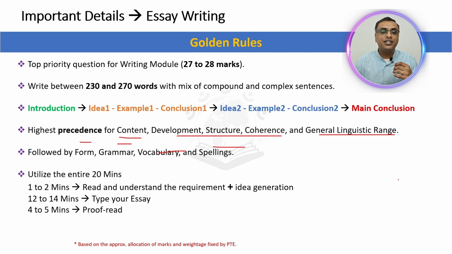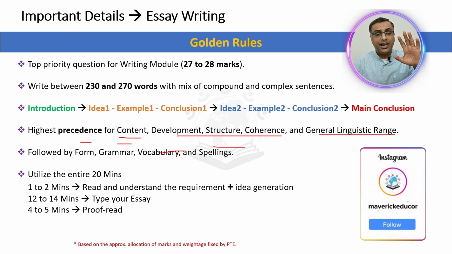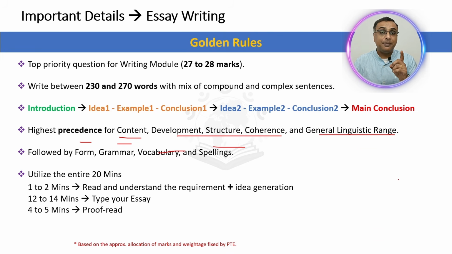The next point is to utilize the entire 20 minutes effectively to come up with a well-balanced essay. For the first 1 to 2 minutes, make sure that you read and understand the requirement of the essay topic and then generate ideas based on that. For the next 12 to 14 minutes, make sure to type your entire essay with about 230 to 270 words with a mix of compound and complex sentences.